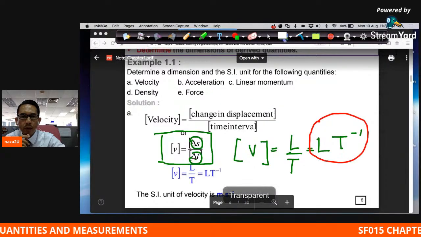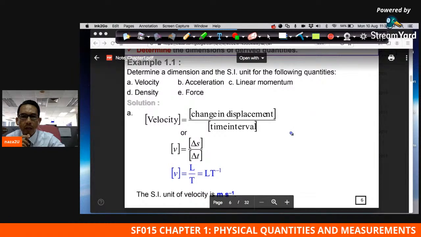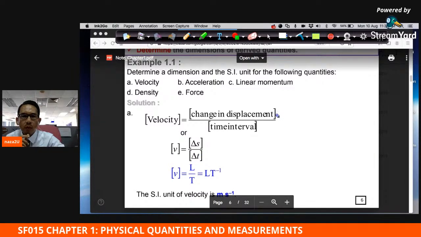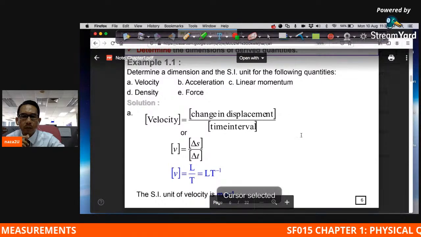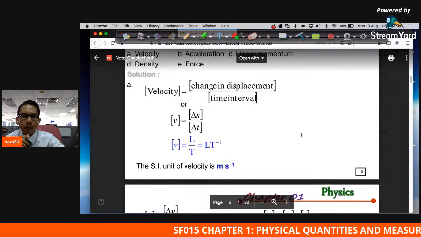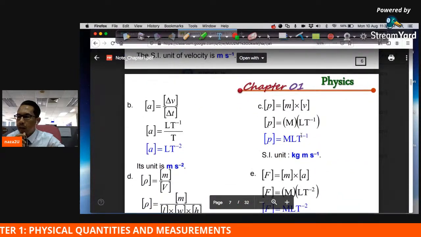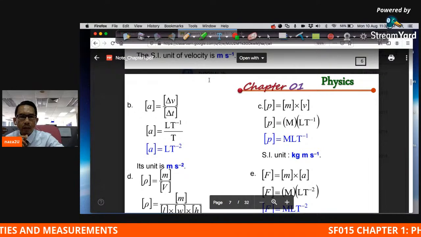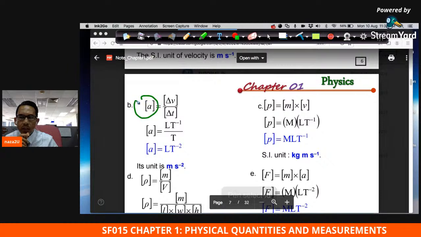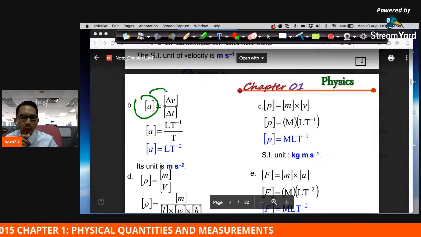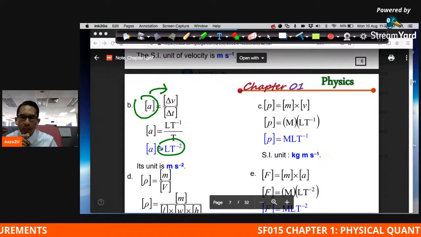Okay. So this is a dimension. So look at the lecture note. This is acceleration. So the lecture note here shows you how you can find the dimension of the acceleration. Simple, kita dah bincang tadi ya.